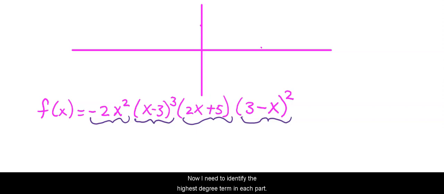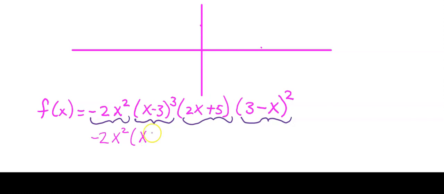Now I need to identify the highest degree term in each part. The highest degree term in the first one, since it's a monomial, is the whole thing. So I'm going to use the minus 2x squared. The highest degree term from the second factor is the x by itself, but I will leave off the lower degree term minus 3. That gives me an x quantity cubed. The highest degree term out of the third factor is the 2x combined. The plus 5 is a lower degree term, so I will take the 2x with its unwritten power of 1.